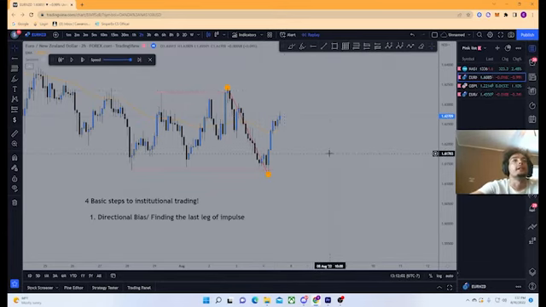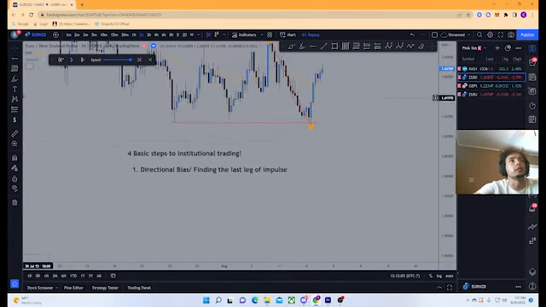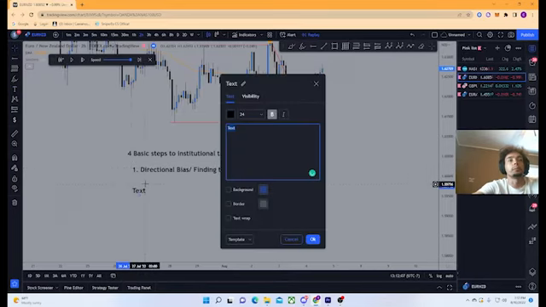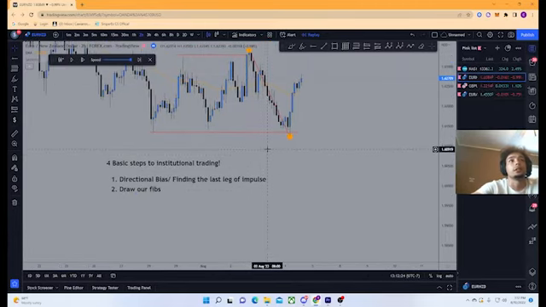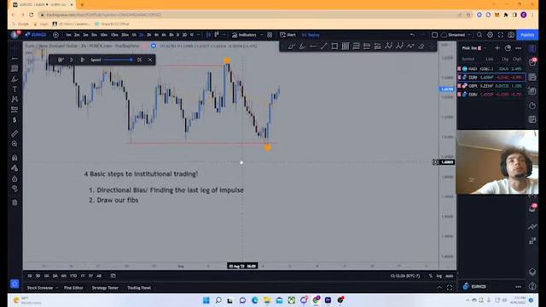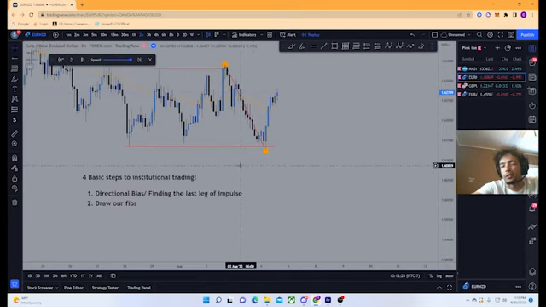Okay, now step 2 of these 4 basic steps of institutional trading. Step 2 is quite simple. We are going to draw our fibs. Now guys, if you are not used to how I trade, drawing fibs is going to be quite different.